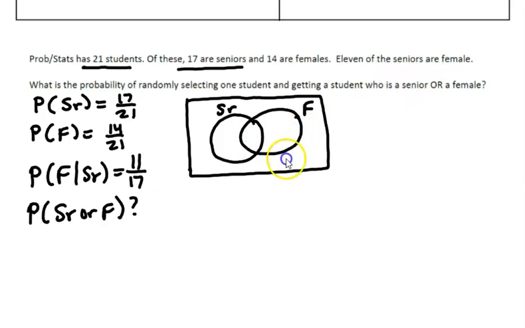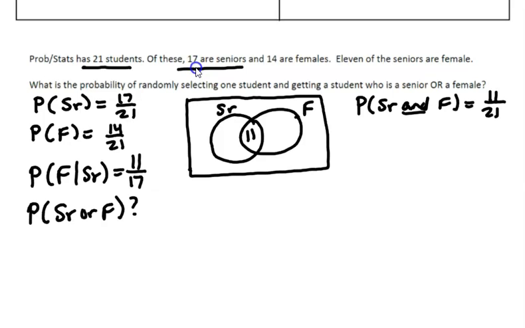Okay, so 11 of the seniors are female means that this little group right here is 11, because those are seniors and they're females. So we can actually say the probability of being a senior and a female is 11 out of 21. So 11 out of 21 are in both of the categories. Notice that's a little different from being a female given that you're a senior.